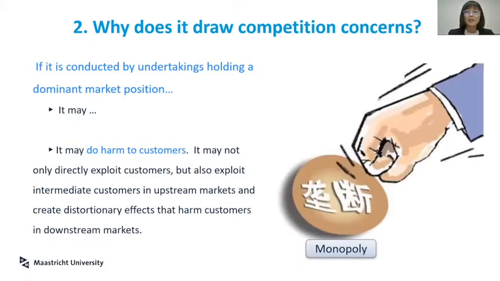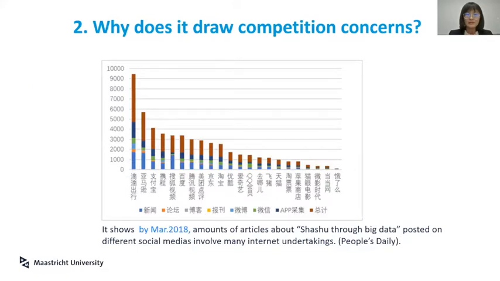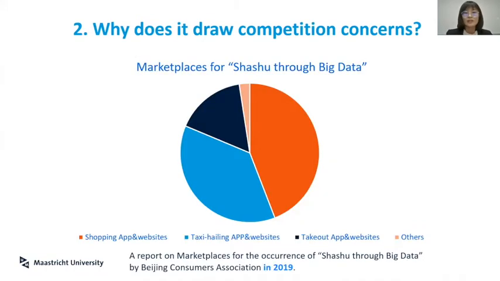Another concern is that it may do harm to customers. It may not only directly exploit customers, but also exploit intermediate customers in upstream markets and create a distortionary effect that harms customers in downstream markets. By March 2018, a large number of articles about xiashu through big data were posted on different social media, involving many internet undertakings. The top three are Didi Taxi, Amazon, and Alipay. The involved internet undertakings are generally in the fields of online shopping, taxi hailing, and takeout food, which occupy an important position in people's daily life.